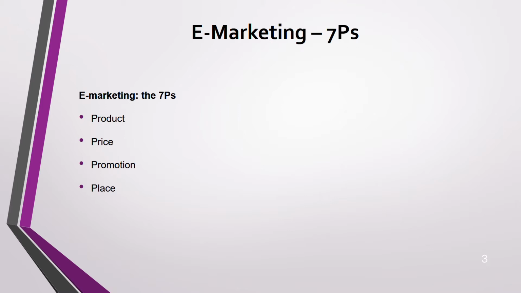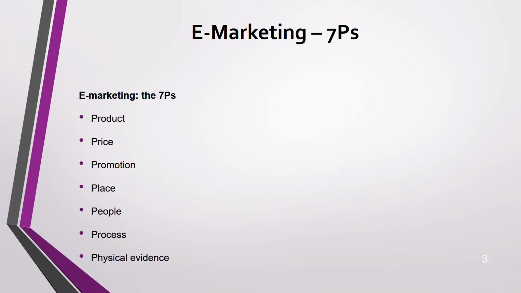And the 3 additional P's that are added, which become 7 P's. People. For e-marketing, you need people. Even for offline services, those that are not online, you need people to work, right? For example, this is a service which I'm giving to you. I'm teaching you. So you need people. Next is process. For e-marketing to work, you need a process. Without it, it will not work.